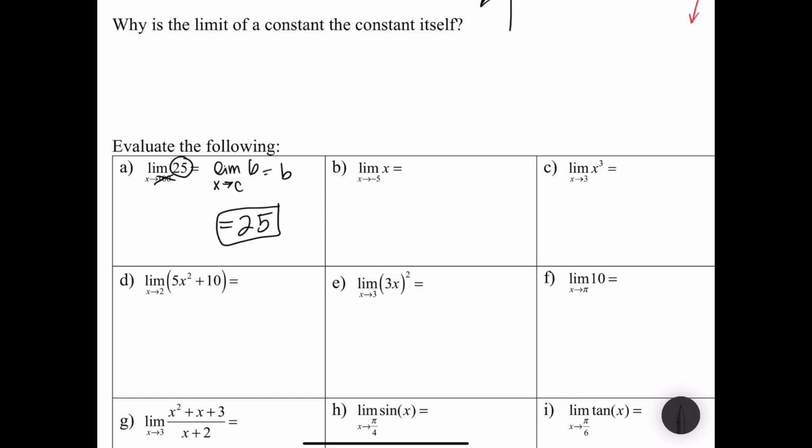Now, here I have the limit of x as x approaches -5, and my property tells me that if I take the limit of x as x approaches c, my answer is just c. So because I'm taking the limit of x, my limit is whatever my c value is. And in this case, my c value is -5.